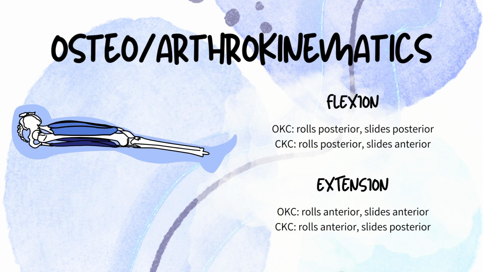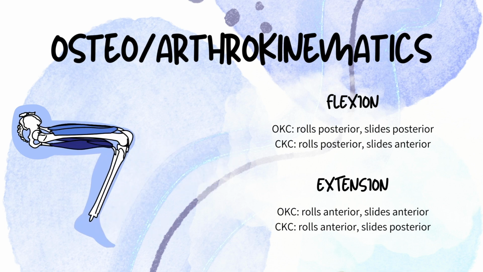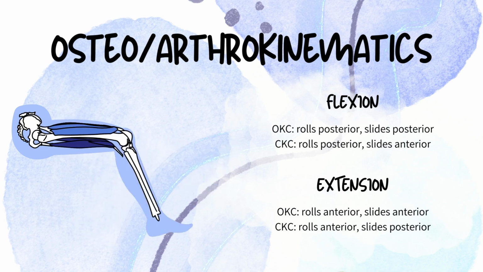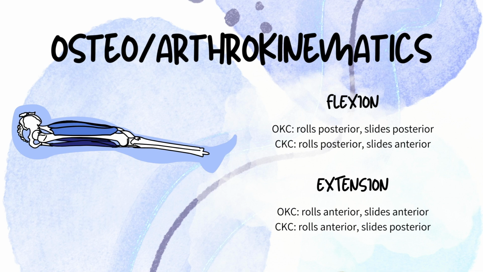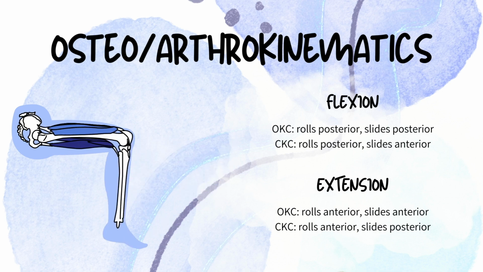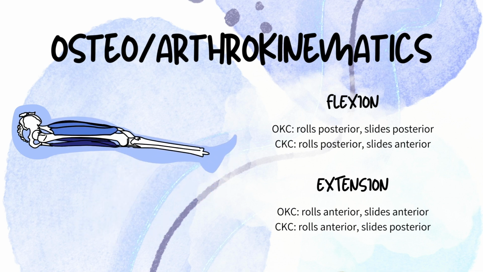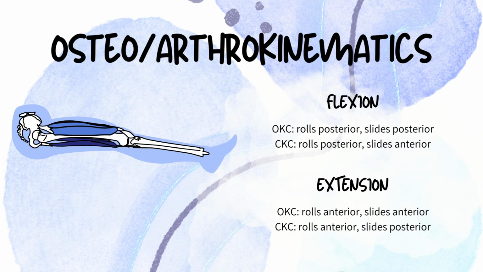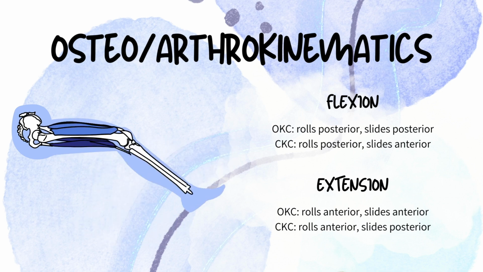So for open kinetic chain flexion, the tibia rolls and slides posterior. In closed kinetic chain flexion, the femur will roll posterior and slide anterior. For extension, open kinetic chain, the tibia will roll and slide anterior. For closed kinetic chain, the femur will roll anterior and slide posterior.